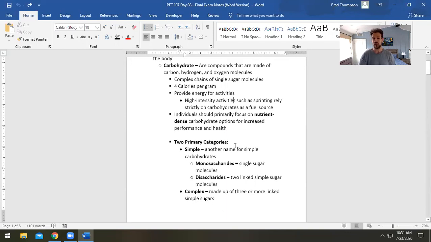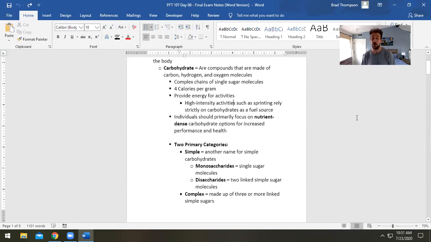So when we're instructing our clients on how to consume carbohydrates, we're going to tell them to focus primarily on what we call nutrient-dense carbohydrate options, because carbohydrates are an excellent source of vitamins and minerals, which are the micronutrients that we talked about earlier.